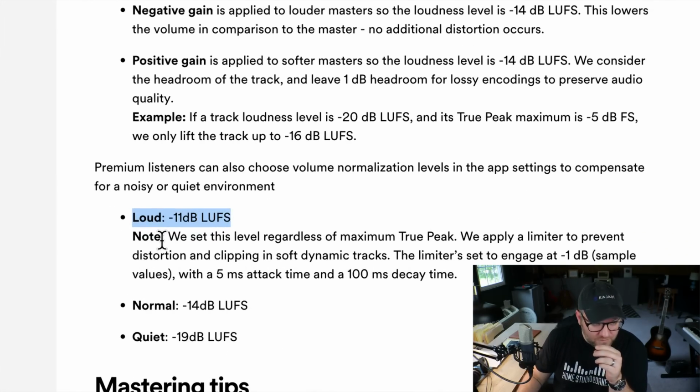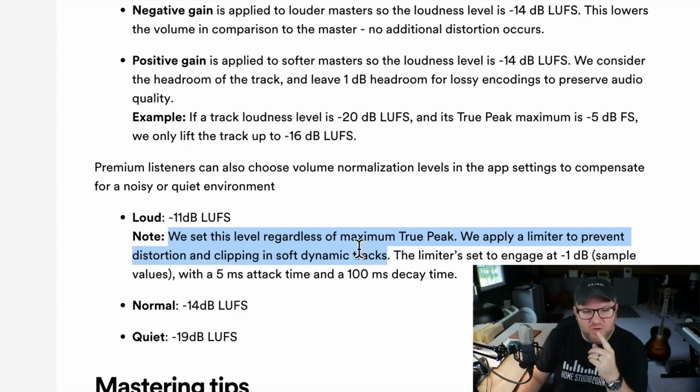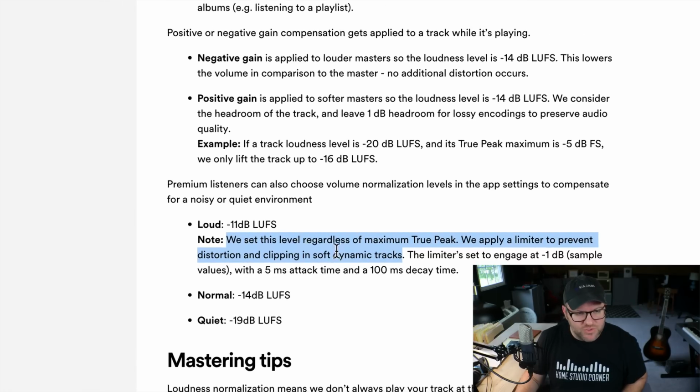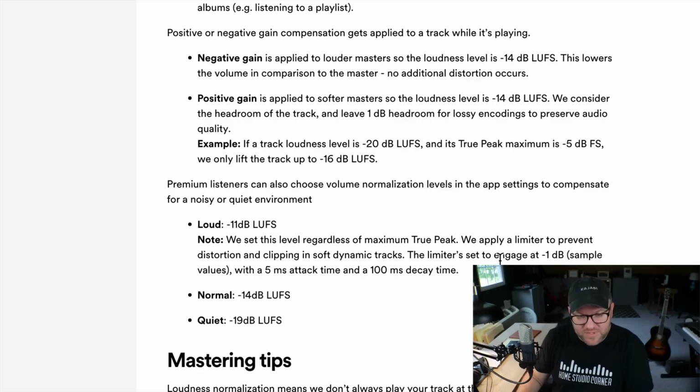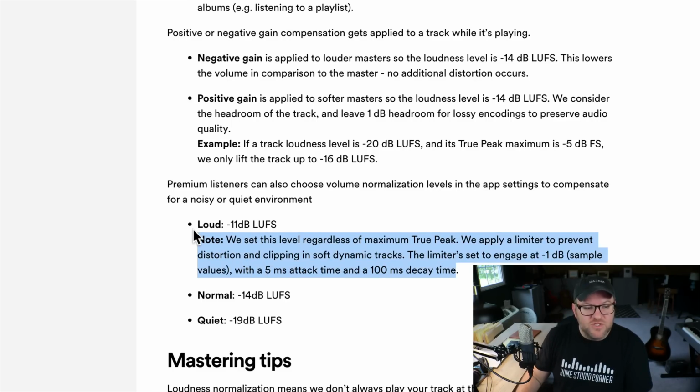The loud setting of minus 11 dB, which is 3 dB louder than minus 14, right? It says we set this level regardless of maximum true peak. So that's kind of throwing caution out the window. We apply a limiter to prevent distortion and clipping in soft dynamic tracks. The limiter's set to engage at minus 1 sample values with a 5 millisecond attack and 100 millisecond decay time. So it is literally doing exactly what my friend said in the comment. It's adding a limiter, and I have no control over what that's going to do to the sound.